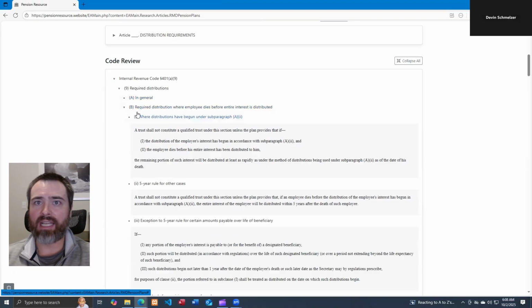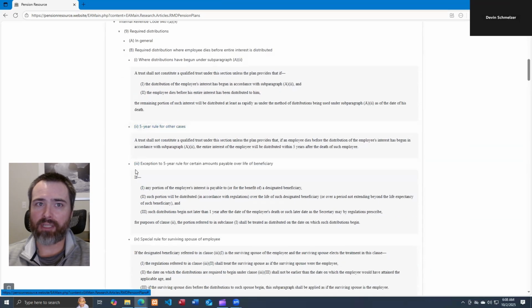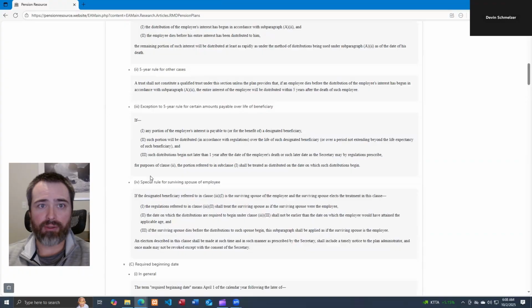Next, 401(a)(9)(B) covers if they die before their interest is fully paid. We have four possibilities. (i), where the distributions have already begun. (ii), where the payments have not begun. (iii) is where a beneficiary can be used over the life expectancy for the calculations. And we have some special rules for the surviving spouse. Because we want to stay focused on this webcast while the participant is live, we're going to skip these.